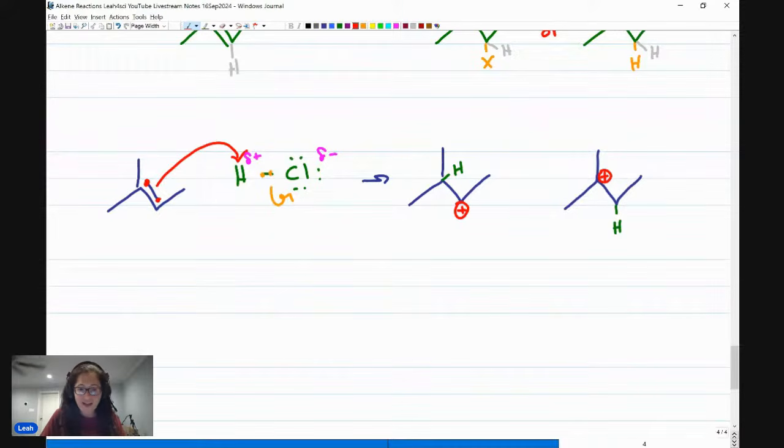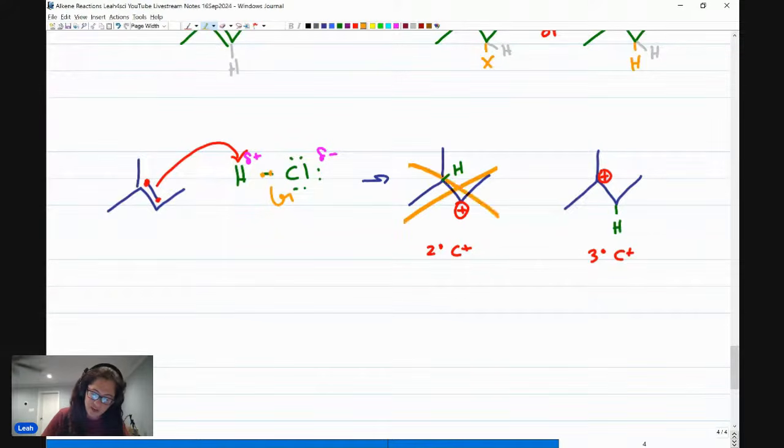We're looking at stability. Which one is more stable? When it comes to carbocation stability, the more substituted the carbocation, the more stable it is. And that means a comparison between a secondary carbocation and a tertiary carbocation. Very simple. The tertiary is more stable, not the secondary. That is the one that forms.